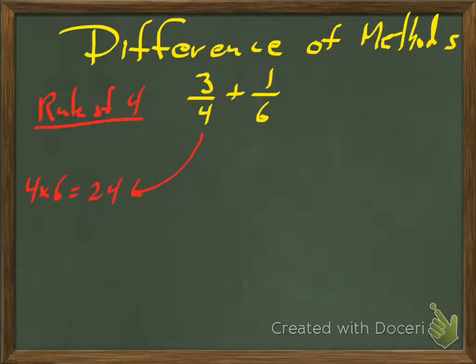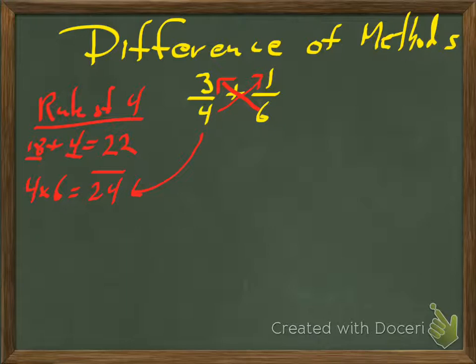Okay, so let's do the crisscross next. We get 4 times 1, and we get 6 times 3. And if I do that, I'm going to get 18 plus 4, which is equal to 22. So far, what have we done? We've multiplied the two bottoms. We've done the crisscross. 6 times 3 is 18, and 4 times 1 is 4. We add those together, we get 22 over 24.